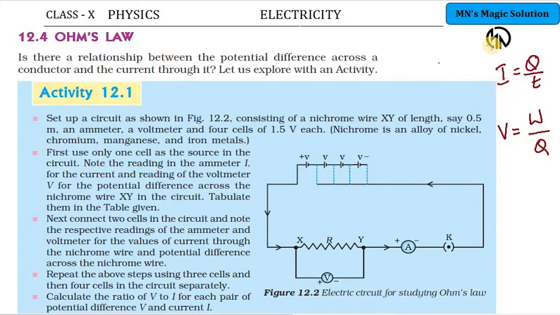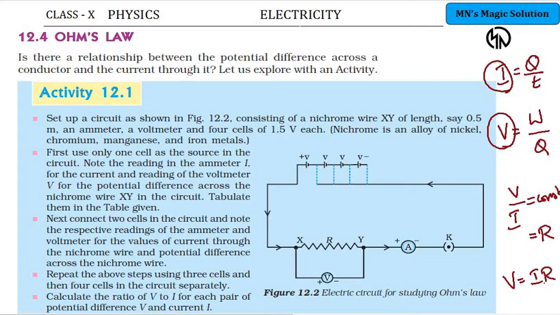So now this Ohm's law gives us a relationship between current and potential difference. It states that V by I is always a constant, and that constant is equal to resistance R, and thereby we can say V is equal to IR. For the formula derivation and concept understanding, we are going to see an activity.